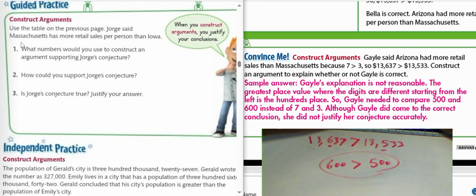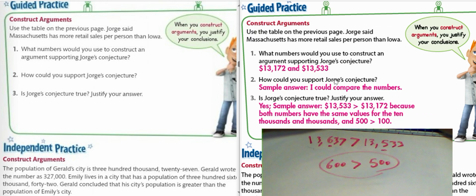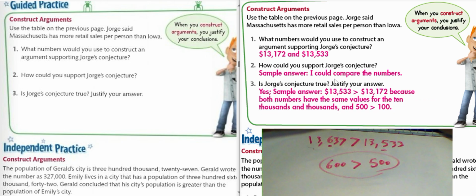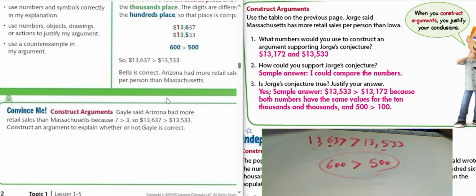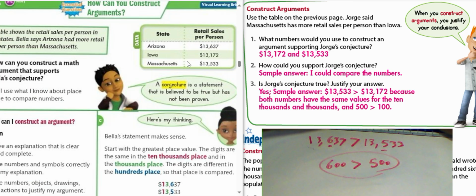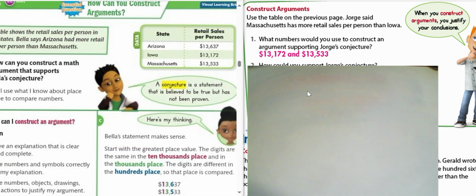Jody said Mexico has more retail sales per person than Laos. Look at the table, the page here. What numbers would you use to construct an argument? Look at the last page about the table. Where is the table? Like the table here, and comparing between two numbers. We can compare the numbers in this table. See, on the previous page we have the table. Then we can compare between two numbers here. What numbers do you use to construct an argument supporting Jody's conjecture?